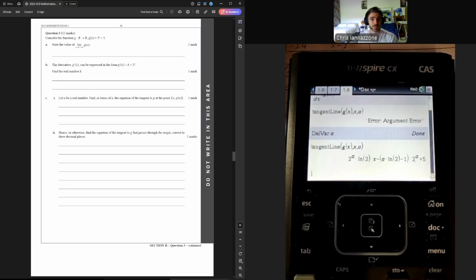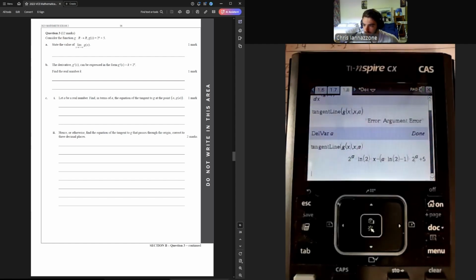Now here's where things get just a little bit trickier with CII. Hence or otherwise, so that means that our previous answer is going to be important. Hence or otherwise, find the equation of the tangent to g that passes through the origin, correct to 3 decimal places. So passes through the origin doesn't necessarily mean that that point exists on g, but it does mean that it exists on the tangent to g. It's an important distinction here.